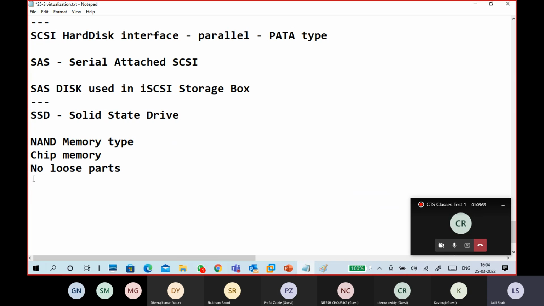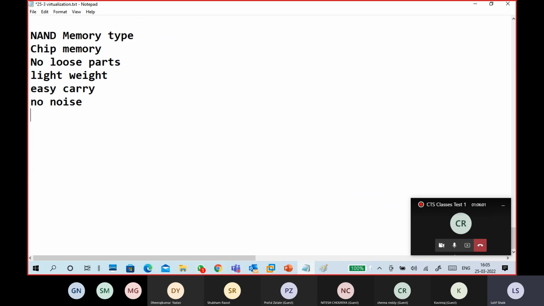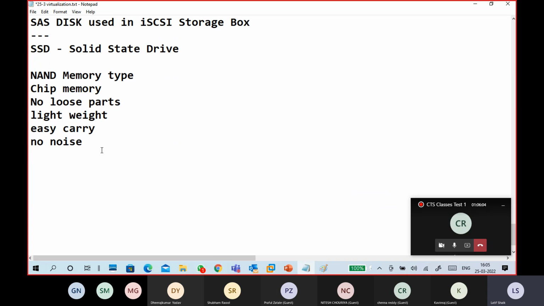So no loose parts and lightweight. With an SSD, there are no loose parts, and it is very lightweight, easy to carry. No noise, because there are no moving parts, no spinning kind of stuff. No noise, easy to carry, lightweight. You can carry it to any place. It is a chip kind of memory only.